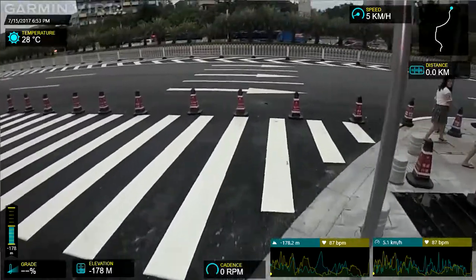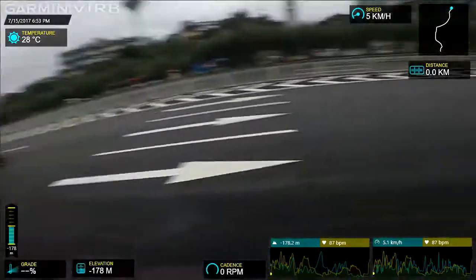Turn right onto, then slight right onto. Turn left forward, then turn right onto.